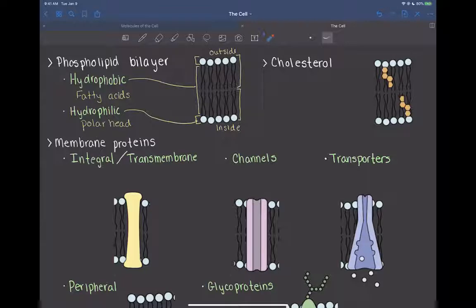Cholesterol. So the membrane does have cholesterol embedded in it, and cholesterol, so that would be these guys. These guys here are going to be cholesterol. They're going to help to make the membrane more rigid. And so this can be different just depending on the cell type.